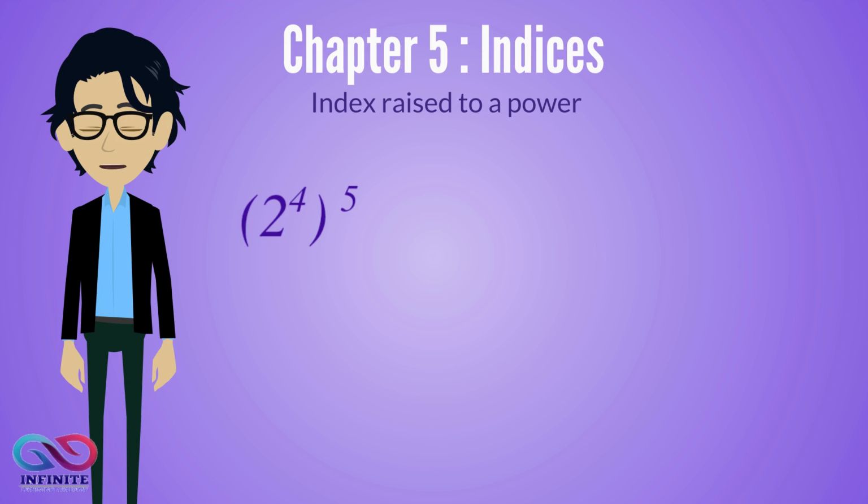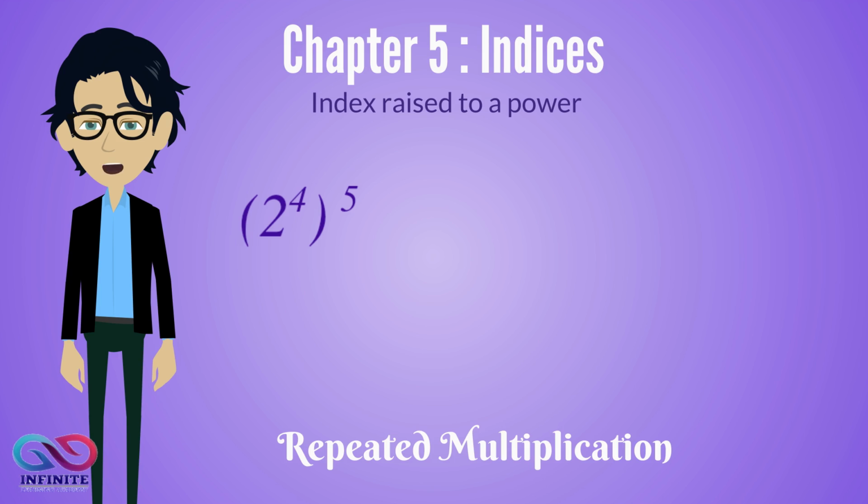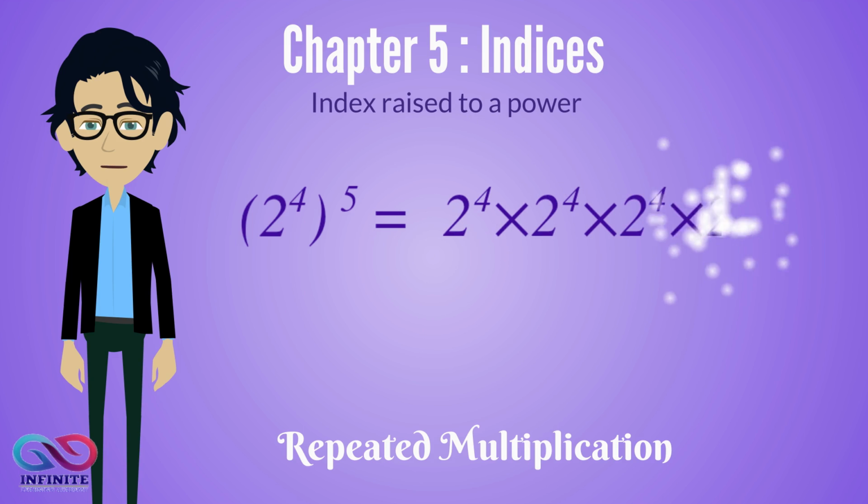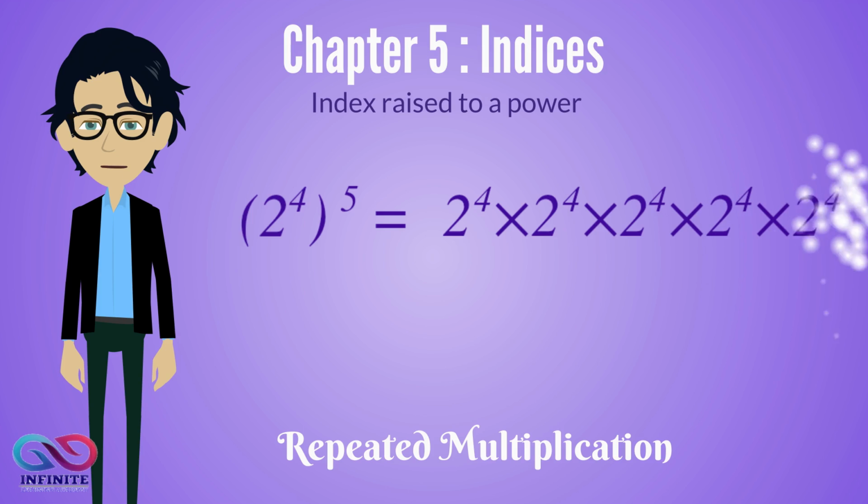The first method is by using repeated multiplication. You know that 2 to the power of 4 is multiplied by itself 5 times. So you would have to split it up. So it would be 2 to the power of 4 times 2 to the power of 4 times 2 to the power of 4 times 2 to the power of 4 times 2 to the power of 4.